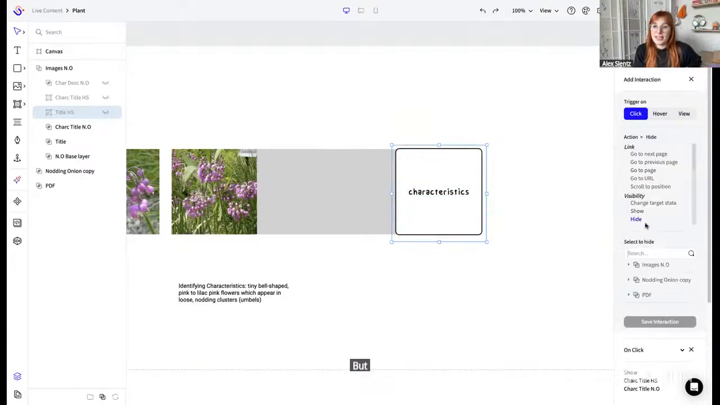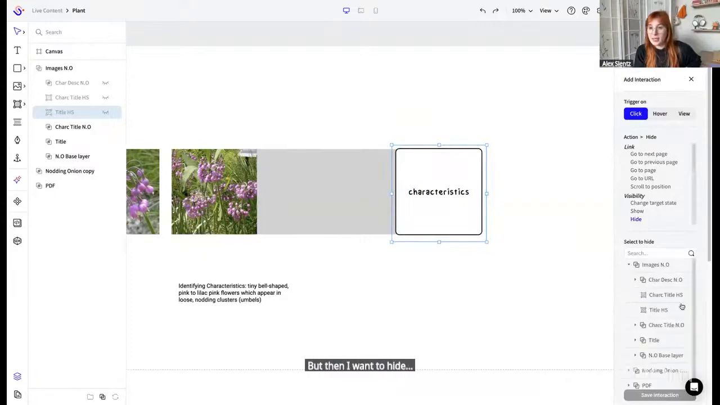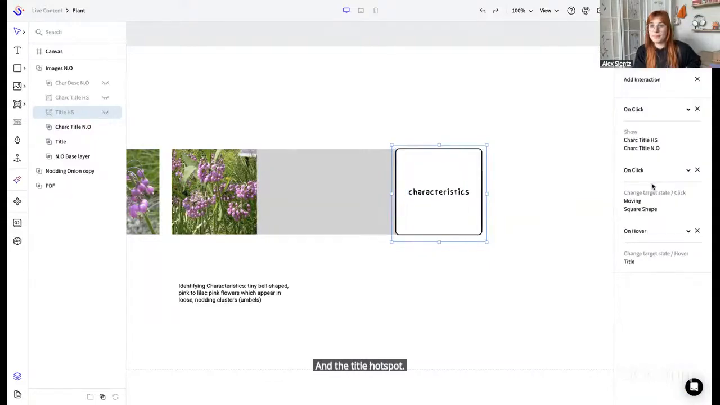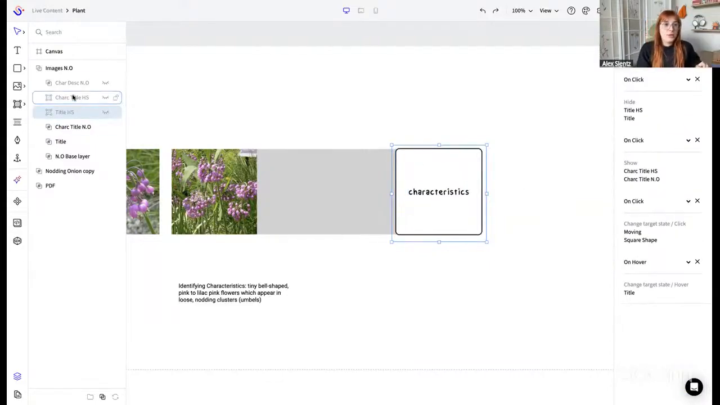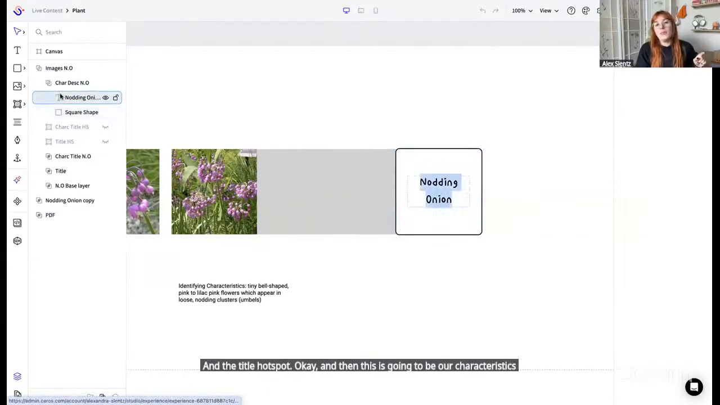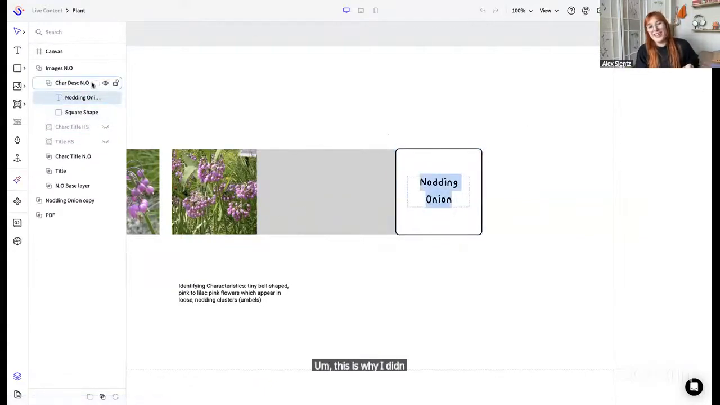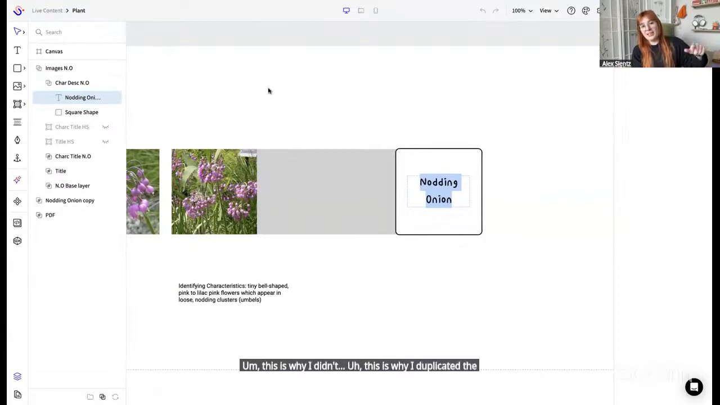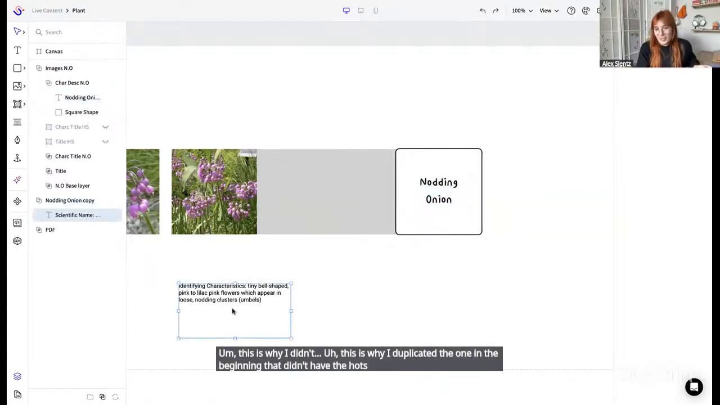But then I want to hide the title and the title hotspot. Perfect. Okay, and then this is going to be our characteristics. This is why I duplicated the one in the beginning that didn't have the hotspots added to it. Just makes it easier.